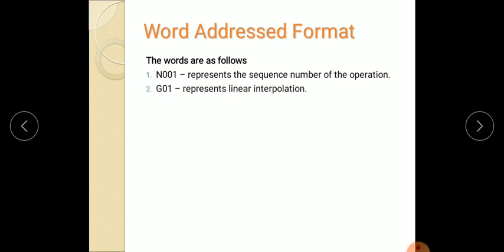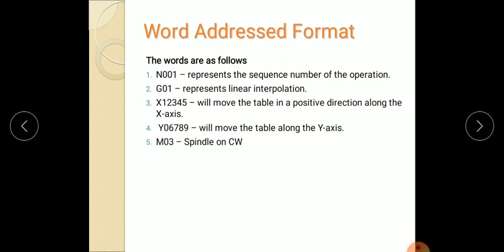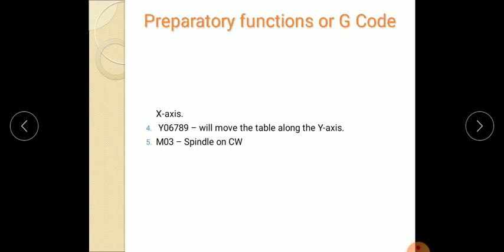Next, word address format. The word addresses are as follows. First one, N001 represents the sequence number of operations. G01 represents the linear interpolation. X1, 2, 3, 4, 5 will move the table in the positive direction along the x-axis. X0, 6, 7, 8, 9 will move the table along the y-axis. M03 is spindle clockwise.